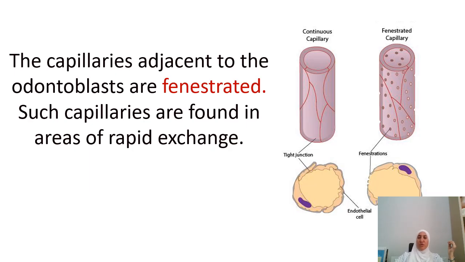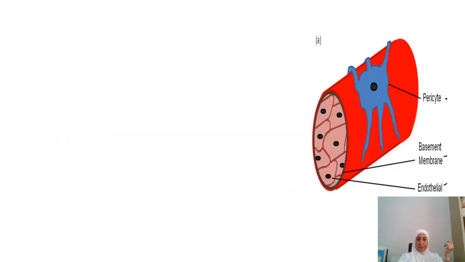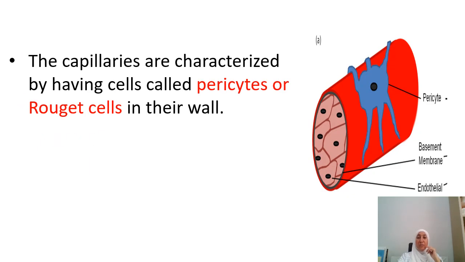As we mentioned before, the blood vessels or capillaries are fenestrated in the pulp, and this fenestration permits the exchange of oxygen and carbon dioxide. Also this fenestration permits the passage of inflammatory cells from the bloodstream to the pulp tissue. Also we have pericytes or Rouget cells that exist on the blood vessels and act as muscle cells to control the blood vessels.